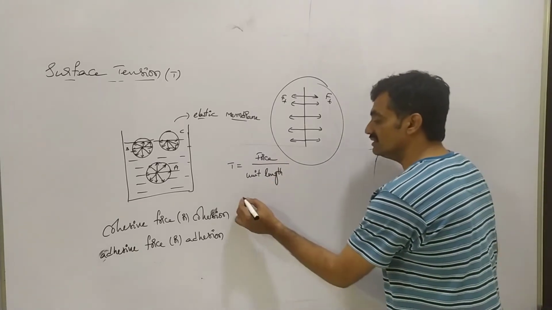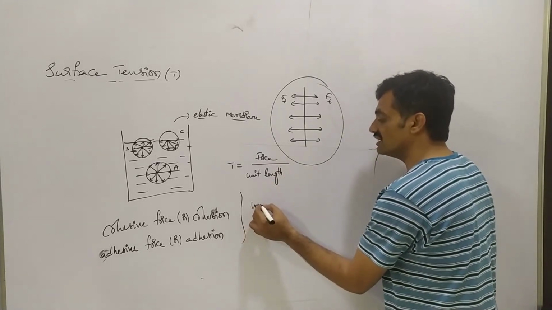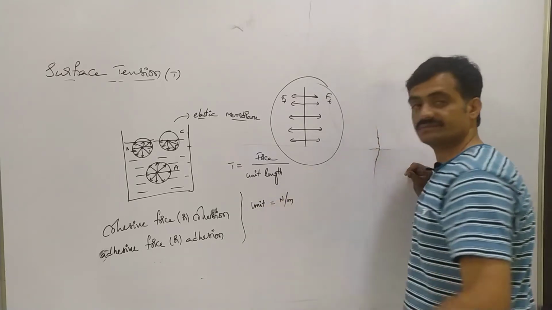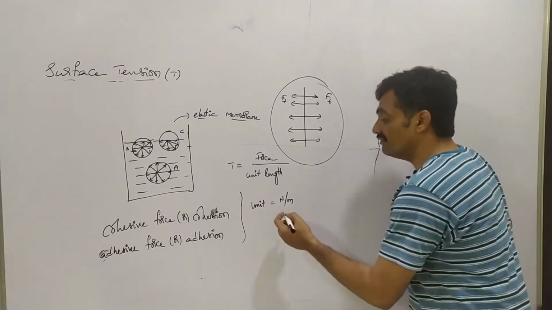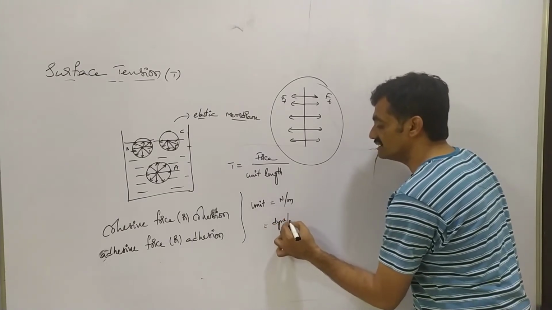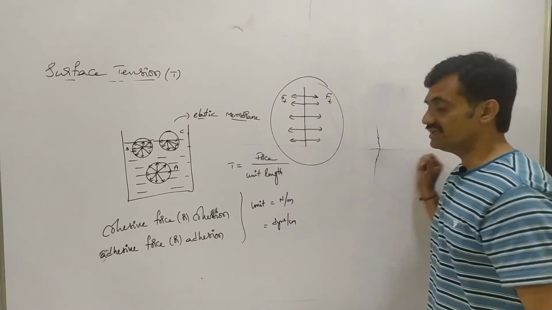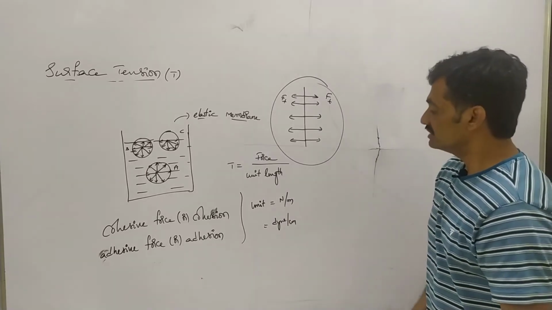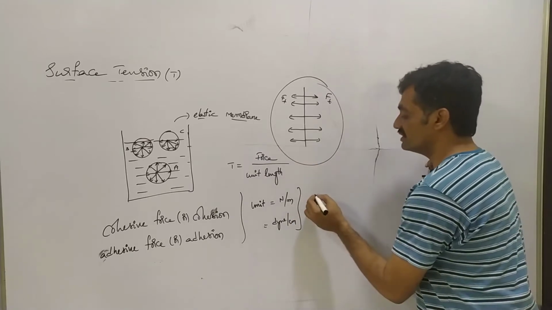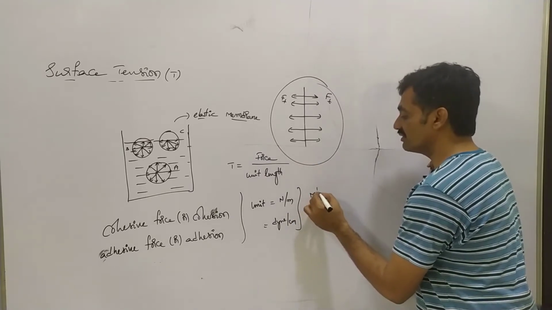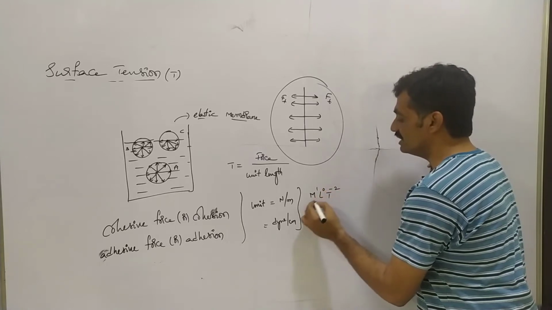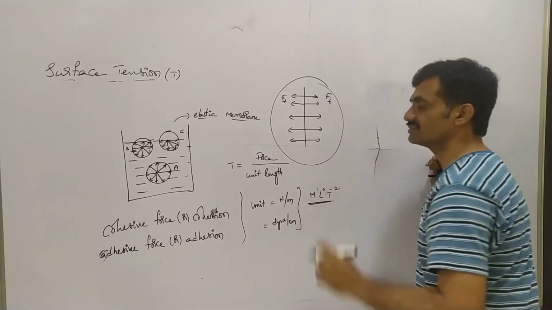The unit for surface tension is Newton per meter in the SI system, whereas in the CGS system it is dyne per centimeter. The dimensional formula for surface tension is M to the power of 1, L to the power of 0, T to the power of -2.